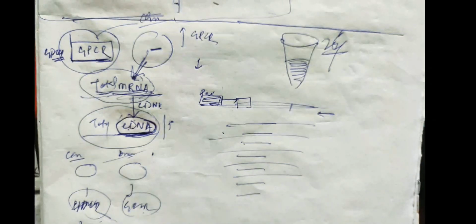And another thing is green fluorescent protein, which helps you find the localization of your desired protein. In the case of luciferase, it helps you show the expression of your desired gene.